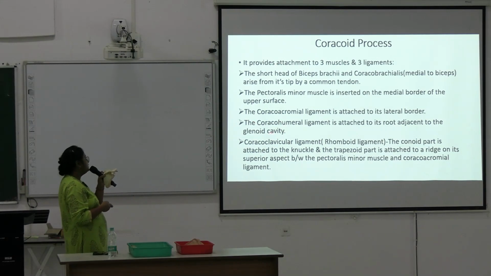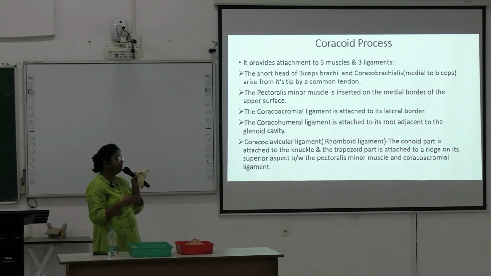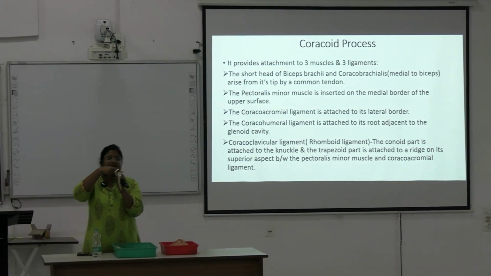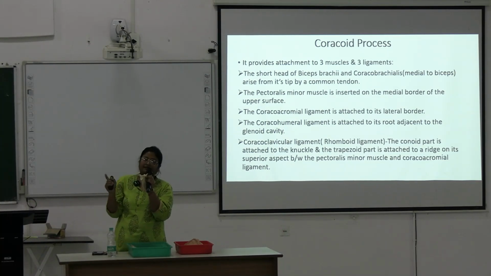Next, coracohumeral ligament is attached to its root adjacent to the glenoid cavity. See, here is the root. Root means its junction with the other part of the bone. This is the root of the coracoid process. Near the glenoid cavity, here is attachment of the coracohumeral ligament.